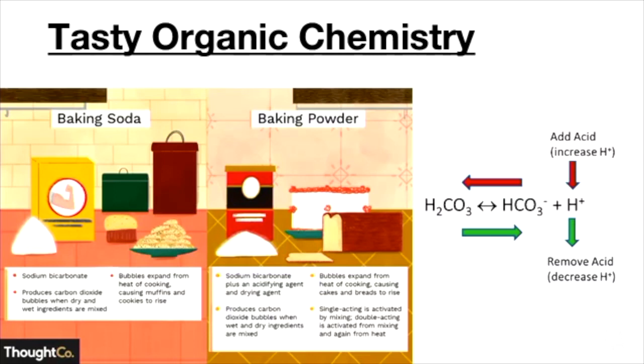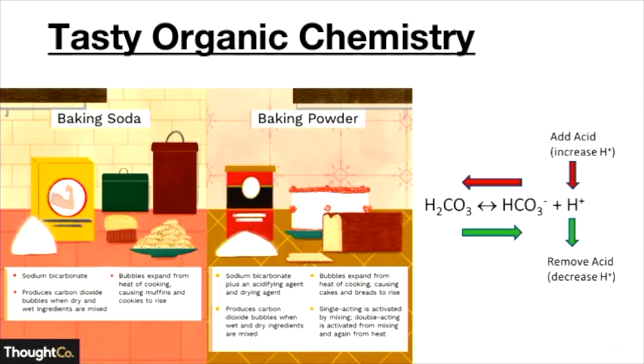Organic chemistry can be tasty because you can use bicarbonate to make delicious baked goods. And maybe you've noticed in your home or in your parents' house that there's baking powder and there's baking soda. Both of these things are based on bicarbonate, as you see up there.